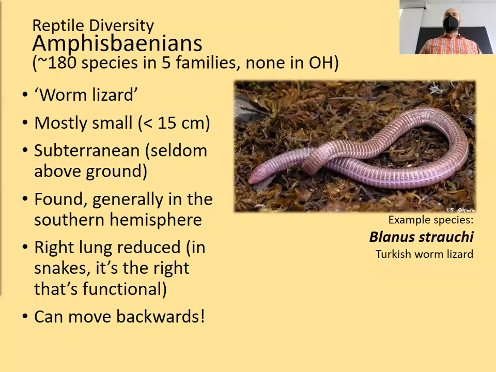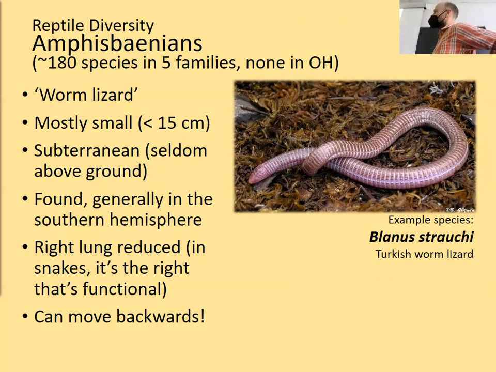Last one. I just want to talk about these guys broadly. Amphisbaenians. Remember, this is a clade within lizards. They are a monophyletic clade. There's about 180 species around the world in 5 families. None of them are in Ohio. They generally live in tropical regions. They're commonly referred to as worm lizards, though they are neither worms nor lizards, technically.